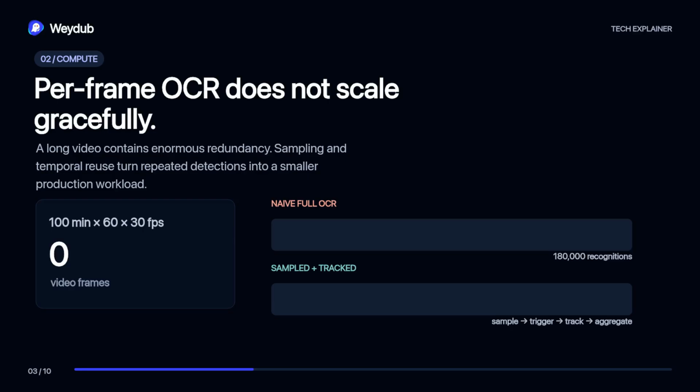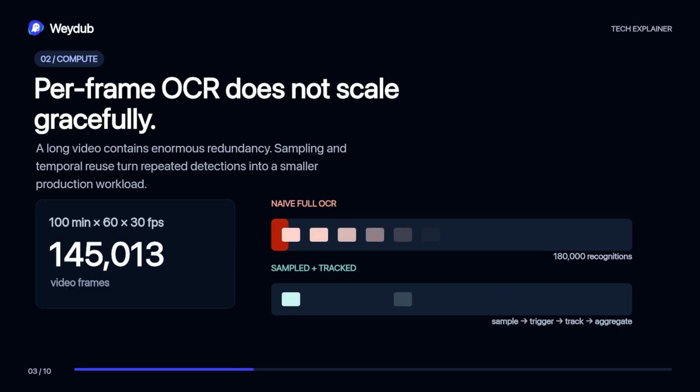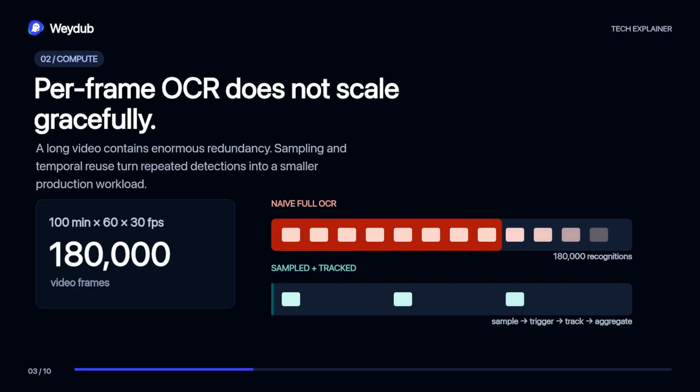The first scaling problem is OCR cost. At 30 frames per second, a 100-minute video contains 180,000 frames. Running full OCR on every frame repeats almost the same work, while one subtitle stays on screen for dozens of frames. The workload also grows with resolution, candidate regions, scripts, recognition models, and the number of false detections that must be reconciled. A practical system decodes and samples first, watches for shot or text changes, and spends expensive recognition only when new evidence appears. Tracking and confidence aggregation then reuse that evidence across the frames between samples.